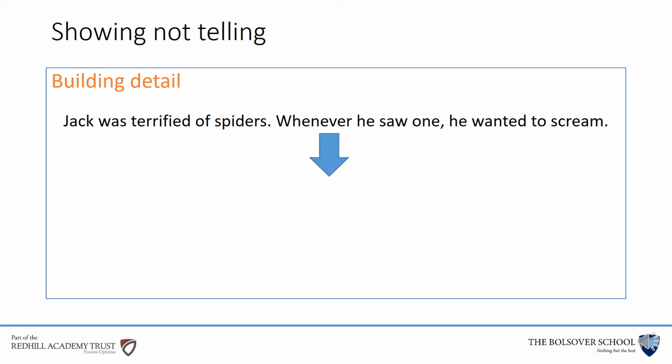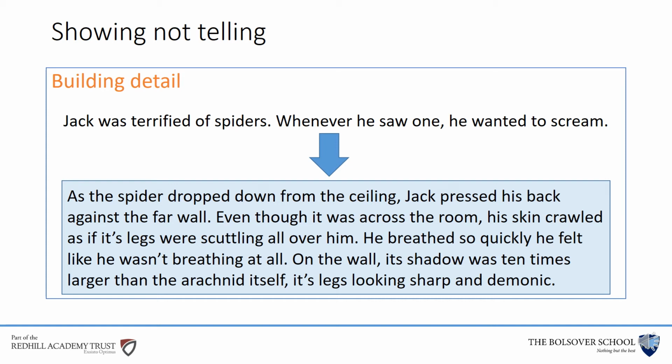Jack was terrified of spiders. Whenever he saw one, he wanted to scream. As with the examples before, this sentence gets the point across. It tells us how Jack was feeling and what he does when he sees a spider. If we change the sentence to show what Jack was feeling, it would look something like this. As the spider dropped down from the ceiling, Jack pressed his back against the far wall.